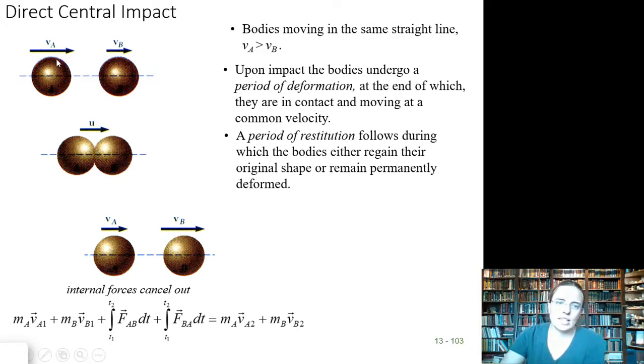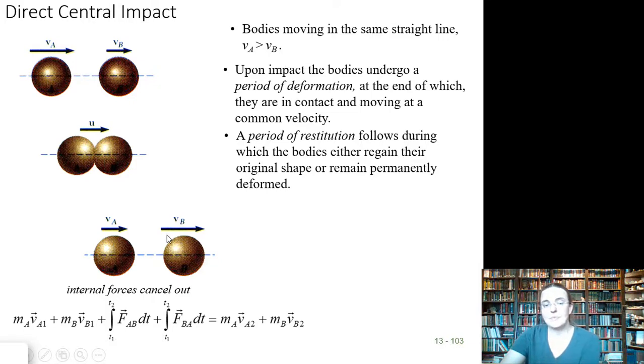Looking at these velocities, A starts out with the largest velocity. If the coefficient of restitution is close to 1, B will end up getting close to what the velocity of A was. So it's like they switch velocities through this collision.